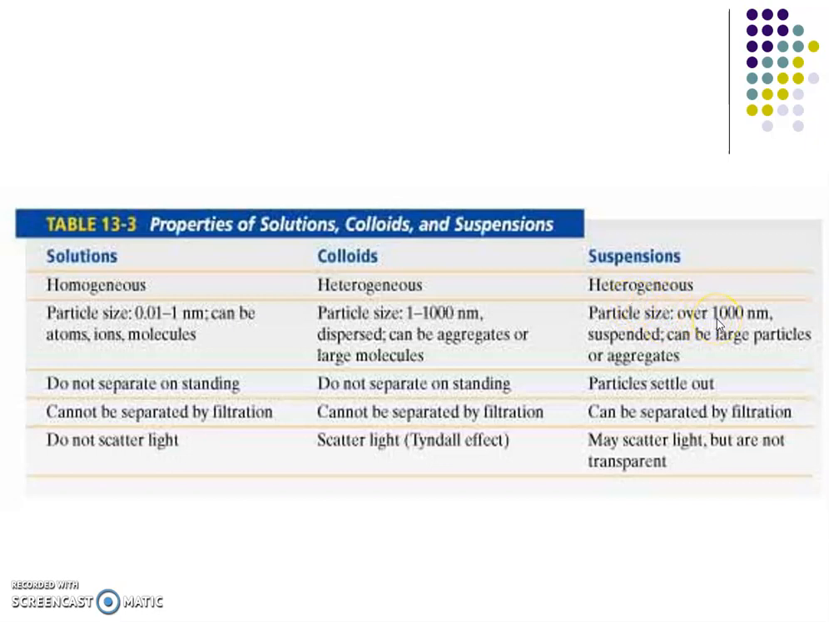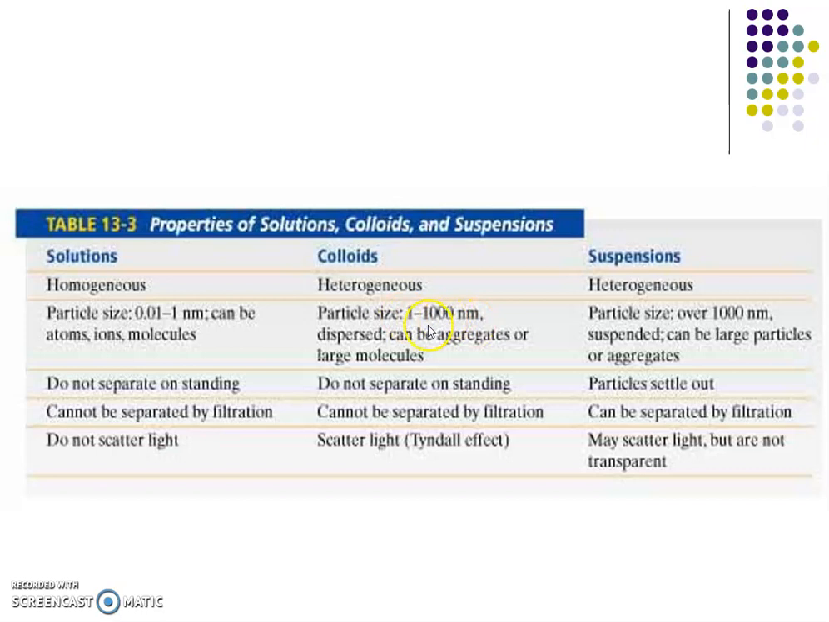The largest of the particles are the heterogeneous particles. They're over 1,000 nanometers, so these are bigger things. They can be very, very large particles. They will settle out, you can filter them out, and they will definitely scatter light if they stay suspended. Usually they fall right out and can fall rather quickly.